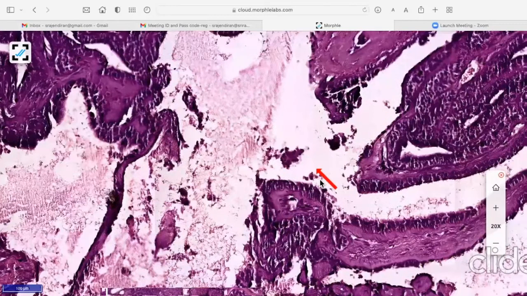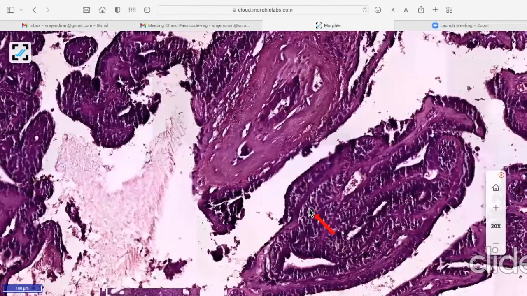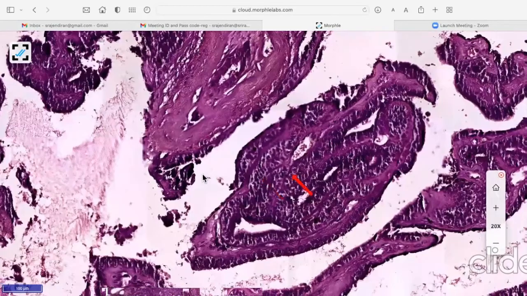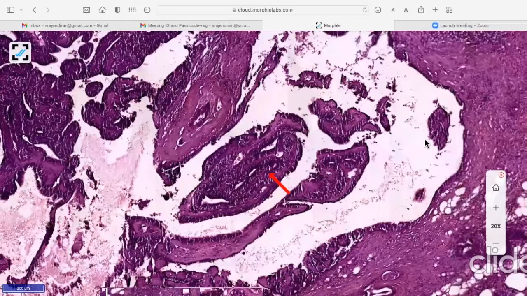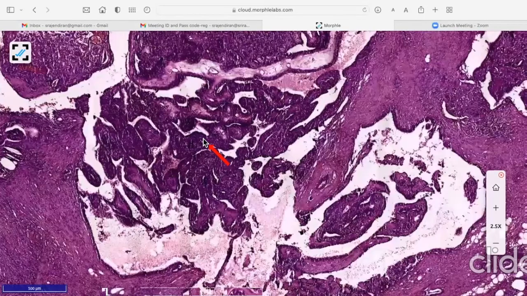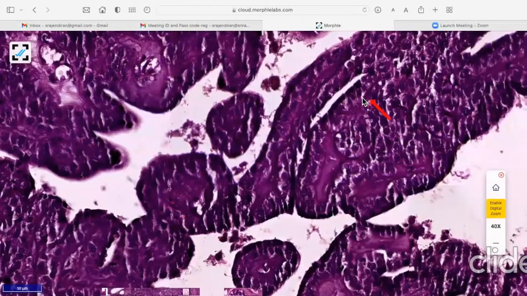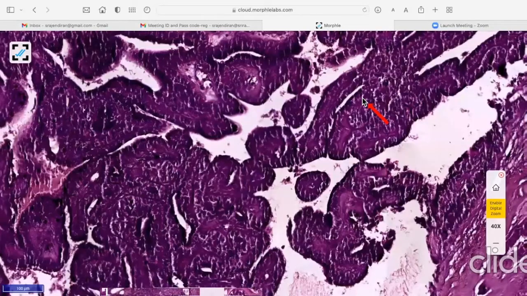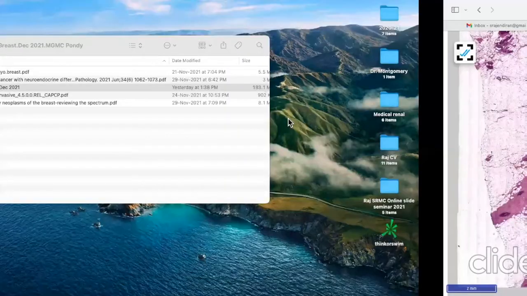Some of these slides are very old. They are older than you. This is from the 1990s from my collection. I restained them, that's why they are looking slightly darker. Sorry about the quality. But you see the same type of cells, two types of cells, in a papillary pattern. See the papillary pattern, and if you go to the highest power, you can see the luminal cells and abluminal cells.